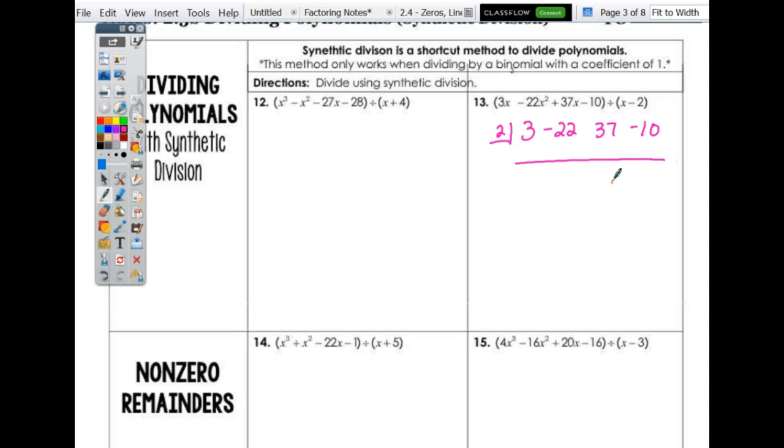So this is how it works. I'm going to bring down the 3. 2 times 3 is 6. I'm going to add. Gives me negative 16. 2 times negative 16 is negative 32. I'm going to add. It's 5. 2 times 5 is 10. That's 0, and that's your remainder. And the way you write the answer, whatever you start with, and this is a 3, you go down 1 degree because I divided out the x. So this started at the third power, so I'm going to start at the second. 3x squared minus 16x plus 5.